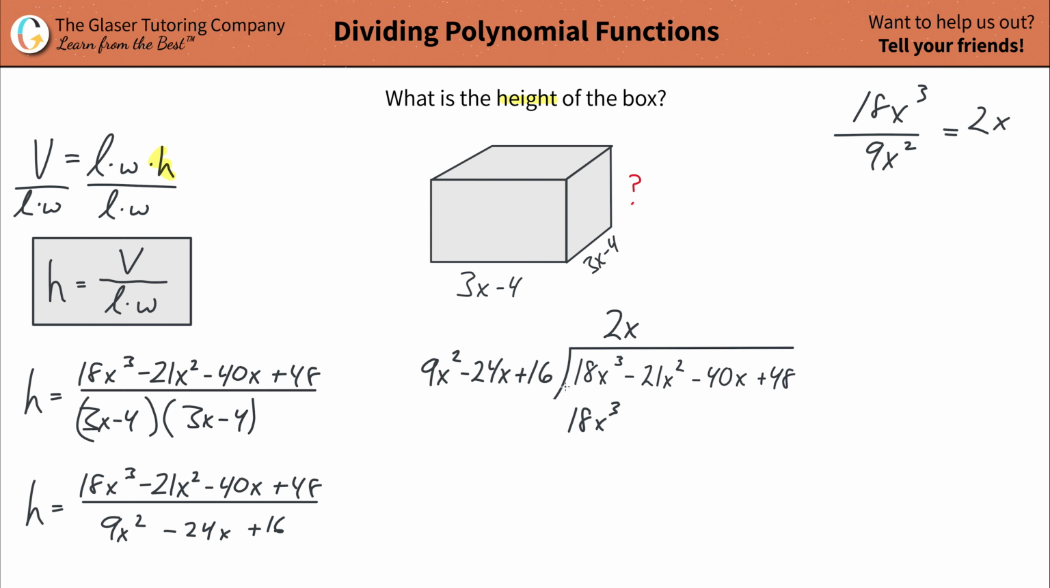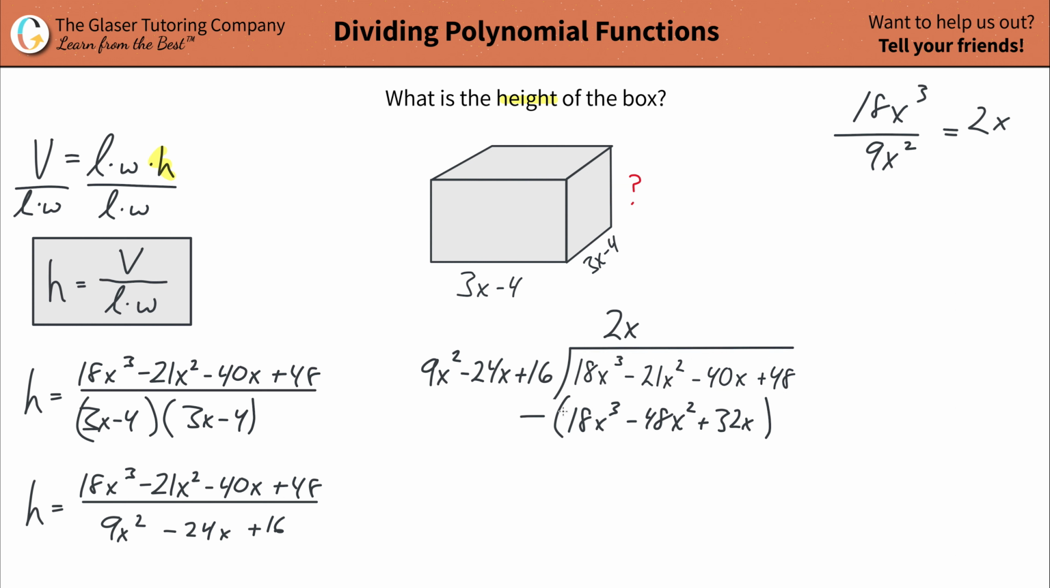Okay. And then you do 2x multiplied by negative 24x, right? So you're going to double the 24, so that becomes negative 48x squared. And then you're going to do 2x times the 16, so that should work out to be 32, plus 32x. Now what you do is you have to subtract this entire term from the dividend.